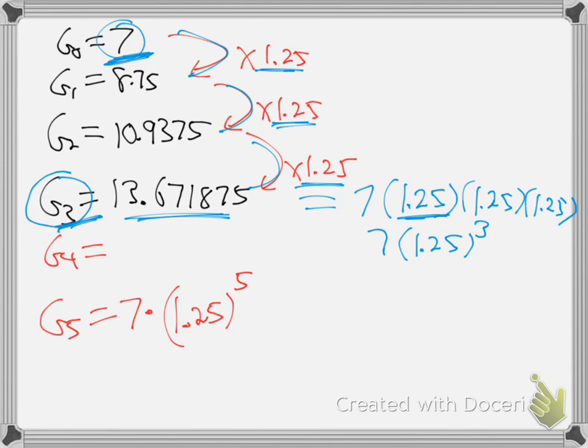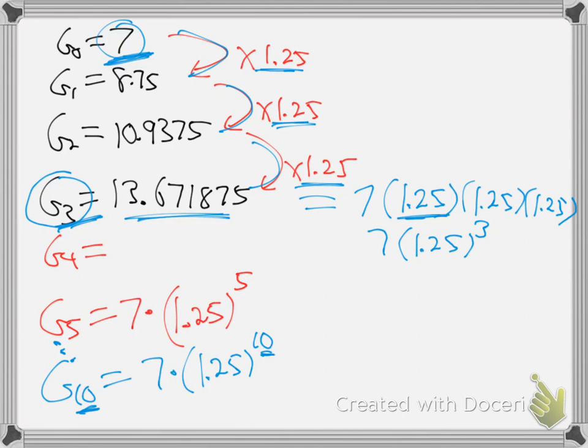So to get to G10, how would we get G10? Dot, dot, dot, all the way down to G10. What's the formula going to be? 7 times 1.25 to the 10th. You see, whatever number's here, just do the same thing there. And you can save time.